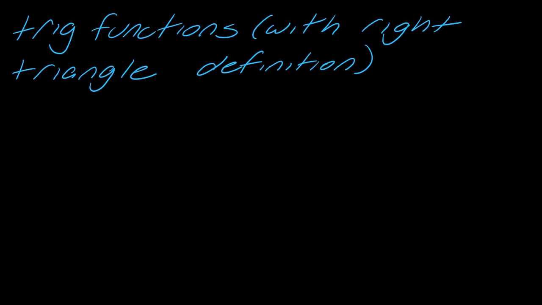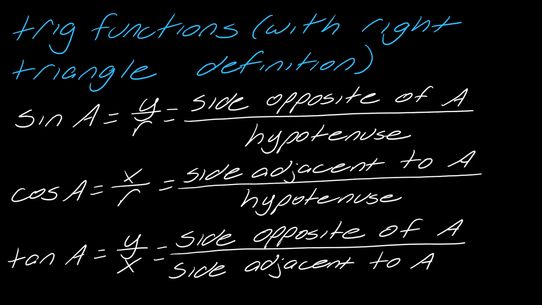Okay, so let's talk about the trig functions using this new right triangle definition. Just to remind you, sine of A used to be y over r. The new hotness is side opposite of A over hypotenuse. For cosine of A, it used to be x over r. Now it's side adjacent to A over hypotenuse. And then tangent of A, this is y over x. Now we're going to call this side opposite of A over side adjacent to A. This is pretty important. I would recommend that you actually pause the video to write these down.